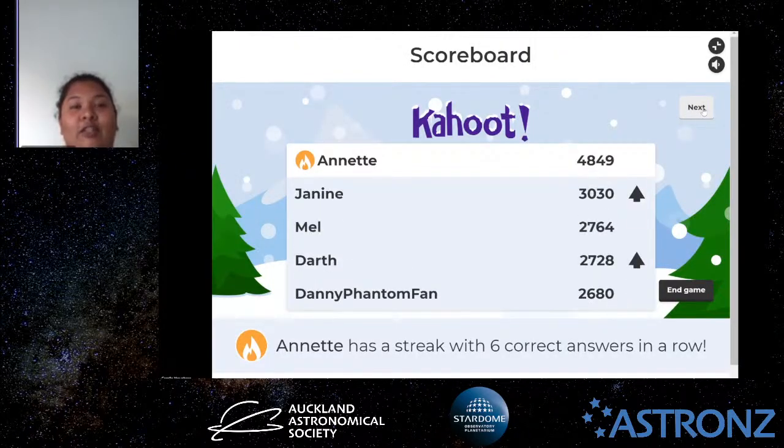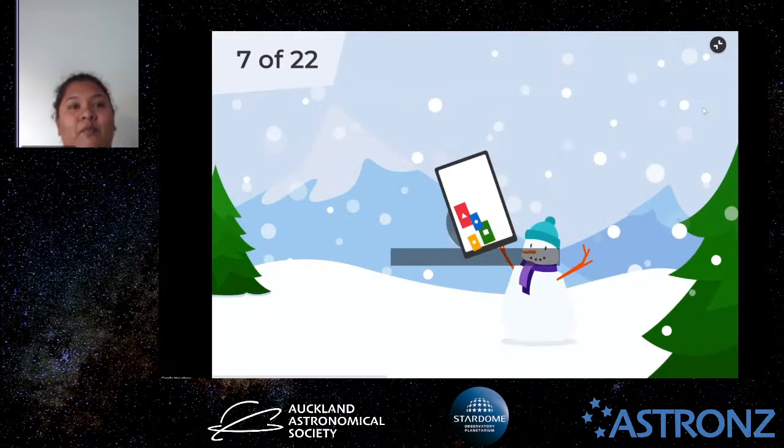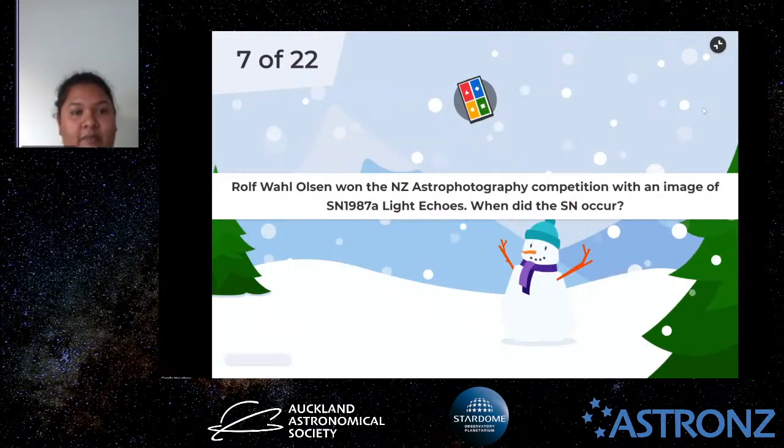Annette is still holding on to that top position. Great job. Janine has now popped up as well onto the scoreboard, and Mel is there in third place. So let's keep going. We're on question 7.